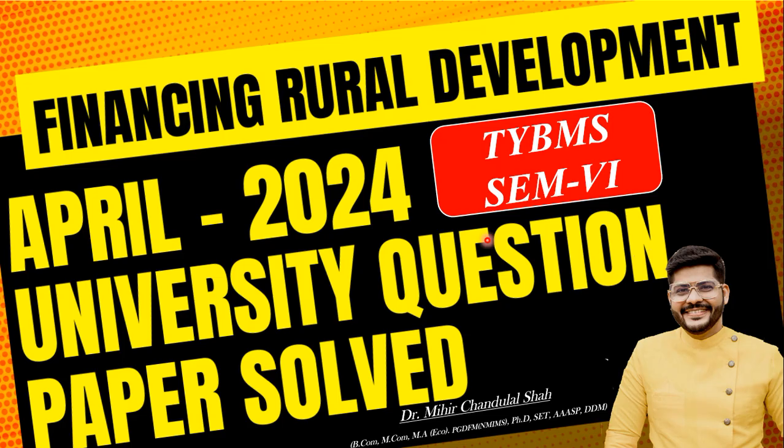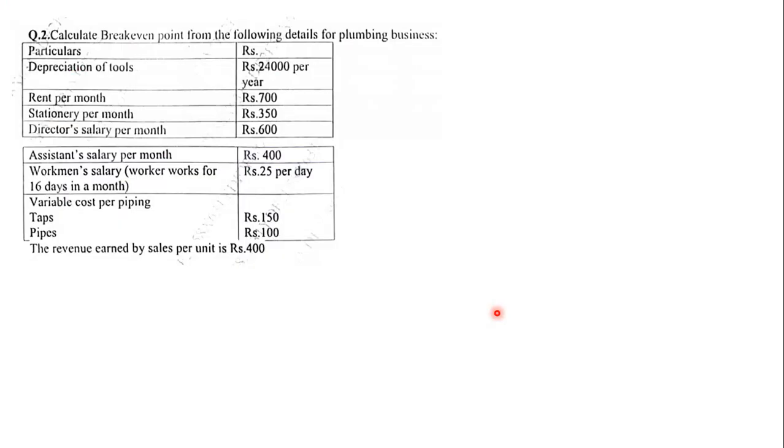In this video, we are going to solve the April 2024 University question paper under the subject Financing Rural Development. Again, a very important video for all the TYBMS M6 students. In this video, whatever practical questions had appeared in April 2024, all of that we are going to solve. There were basically two problem sums that had appeared, so let us see how to solve them one by one.